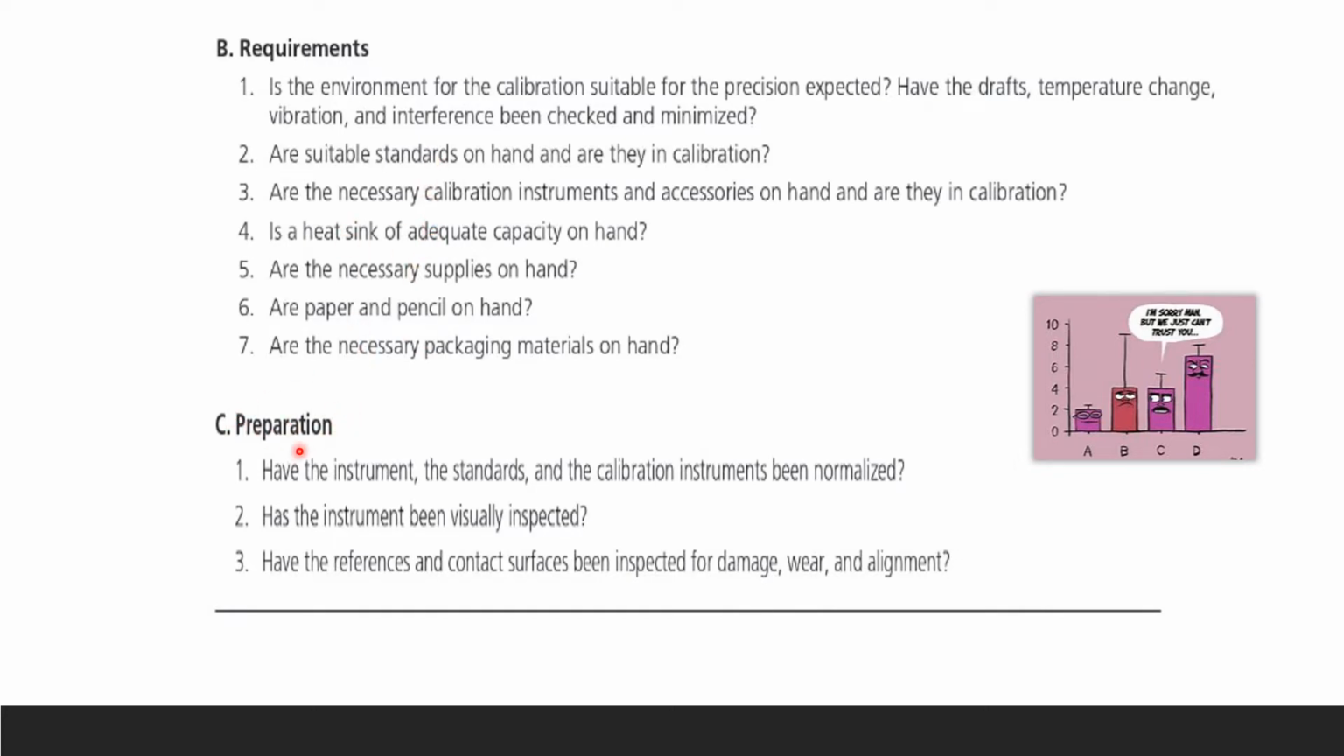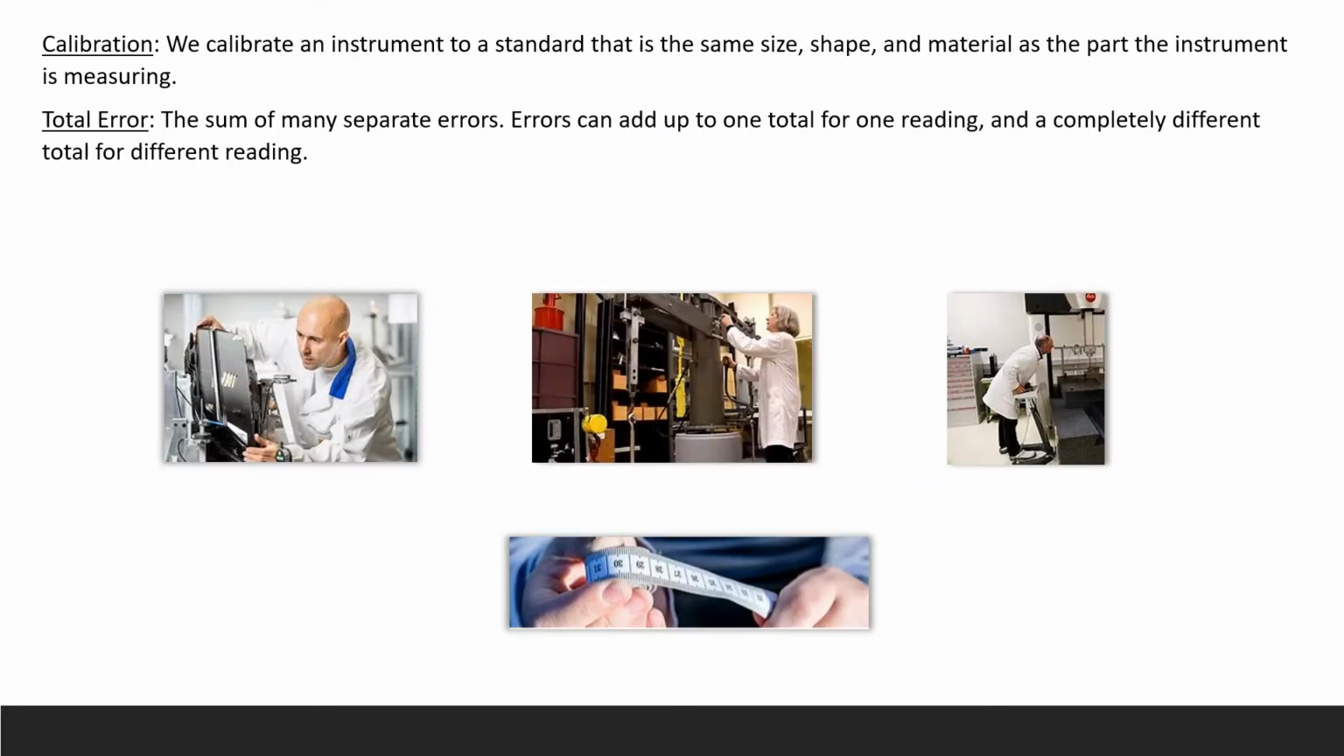Preparation. So for preparation, we're going to check again: have the instrument, the standard, and the calibration instruments been normalized? So you check if they have been normalized. We're going to check the instrument, okay? You're going to check it visually, so that's a visual inspection. And have the references and contact surfaces been inspected for damage, wear, and alignment? So make sure all your surfaces are good to go. So these are all your pre-calibration checklists.